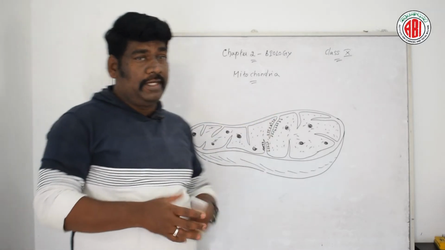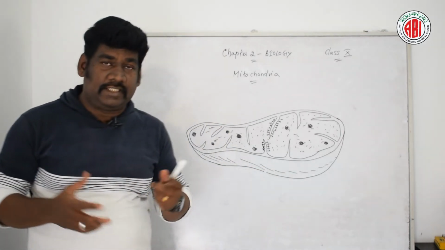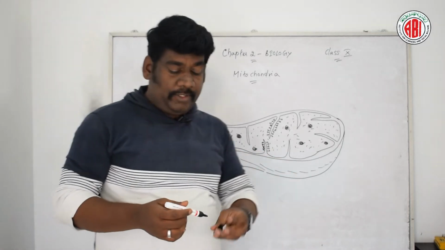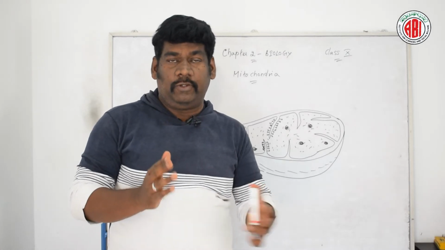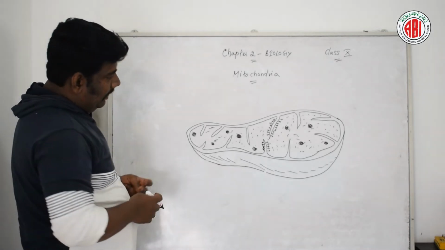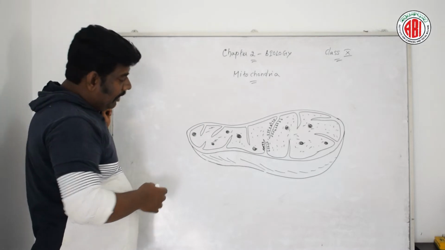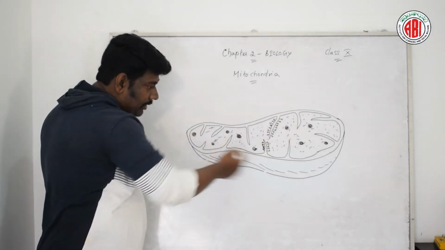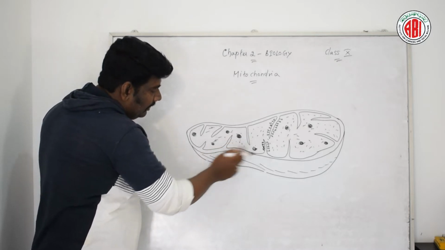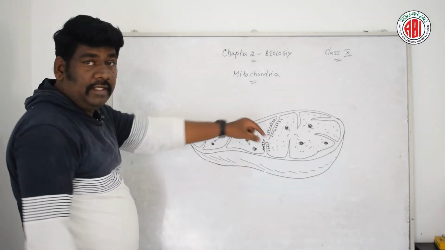Okay, mitochondria. In chapter 1 we discussed the structure of the chloroplast. This mitochondria structure is also very close to the structure of the chloroplast. It is very simple to draw the diagram. First you make one oval shape, then you make it double layer, and inside this double layer you make a finger like appearance and erase the rest of the part, so that you will get such a structure.